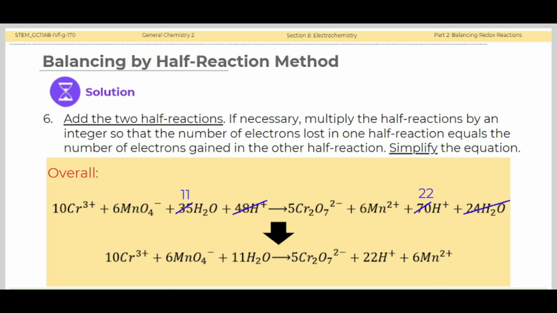Upon addition, simplify the number of water molecules and hydrogen ions. We can cancel the 24 water molecules on the product side by subtracting them from the 35 water molecules on the reactant side. Also, we can cancel 48 hydrogen ions on the reactant side by subtracting them from 70 hydrogen ions on the product side. The equation then becomes 10 chromium 3 ion plus 6 permanganate ion plus 11 water yielding 5 dichromate ion plus 22 hydrogen ion plus 6 manganese 2 ion.